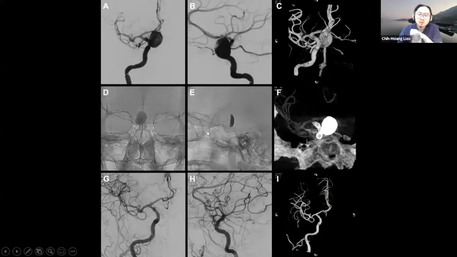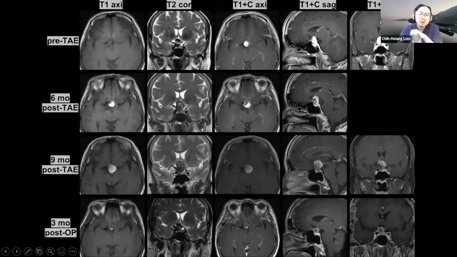The aneurysm was occluded by the pipeline, and the follow-up DSA showed no aneurysm. However, the patient got a visual deterioration 6 months after the pipeline placement, and 9 months post TAE, you can see the aneurysm is still growing, despite that on DSA there's no flow going into the aneurysm.